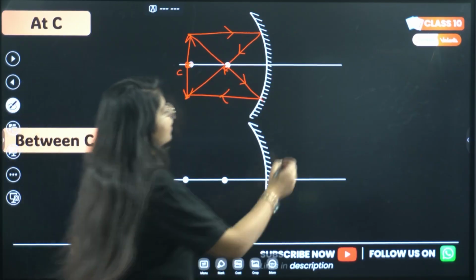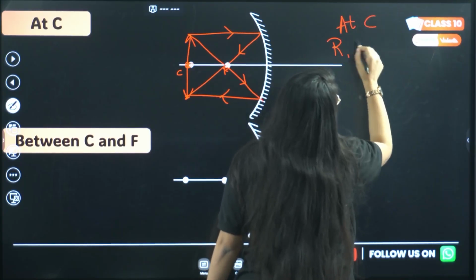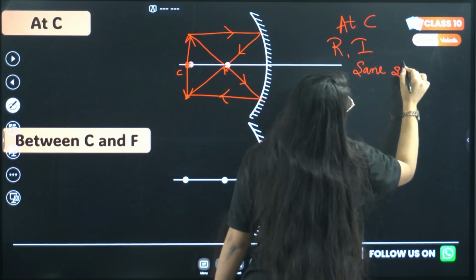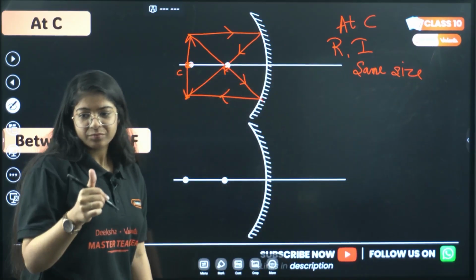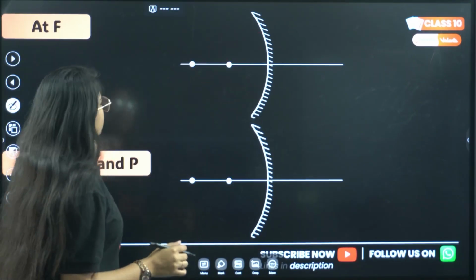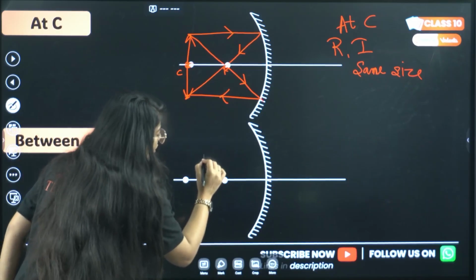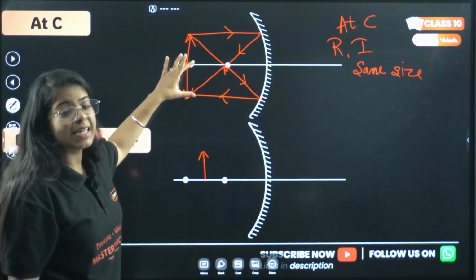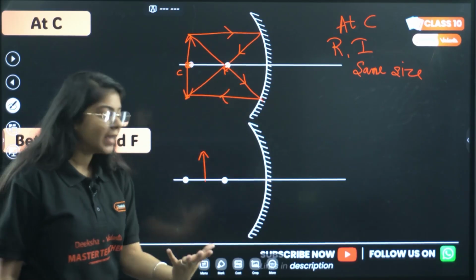Okay, here my image is at C, it is real, it is inverted, and it is of the same size as the object. Correct? Good to go. Next, now between C and F, my object is between C and F. Now here the size of the object is the same. If I bring my object closer to the mirror, the size will increase.